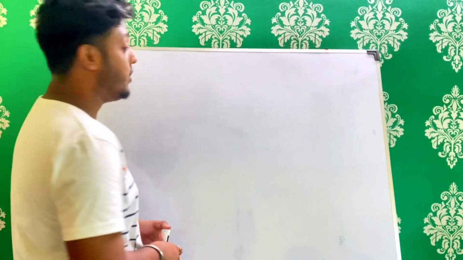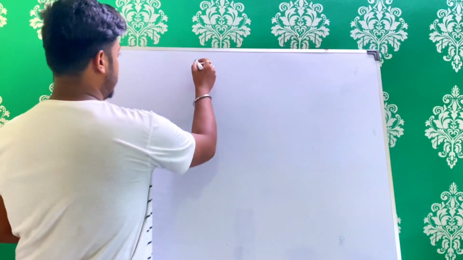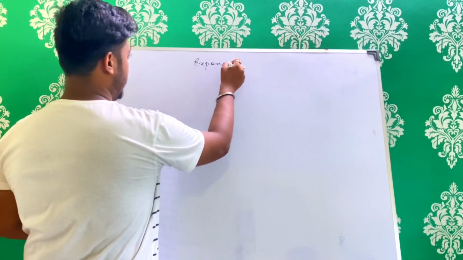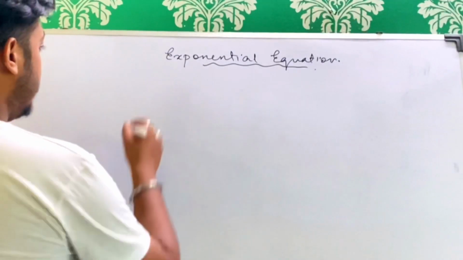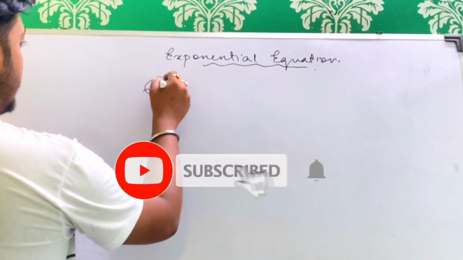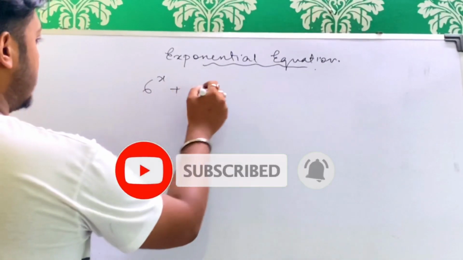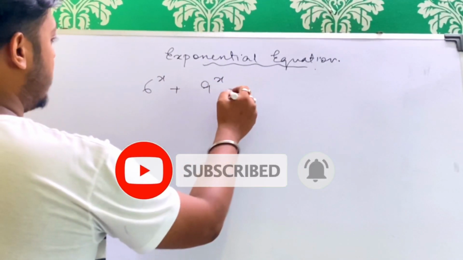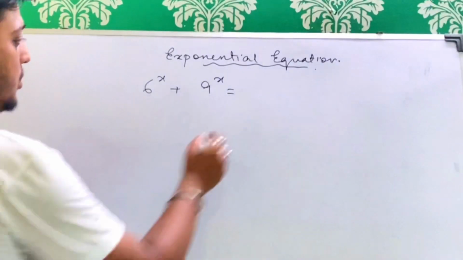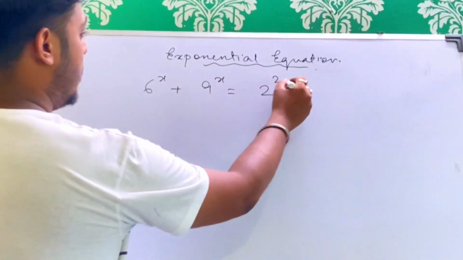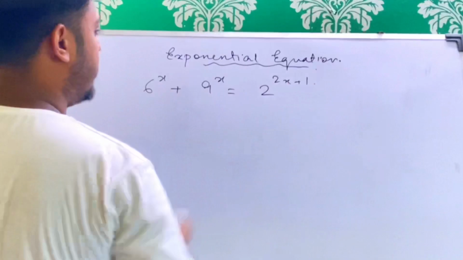So guys, today we will solve an exponential equation. The question is 6 to the power x plus 9 to the power x is equal to 2 to the power 2x plus 1. Let's start.